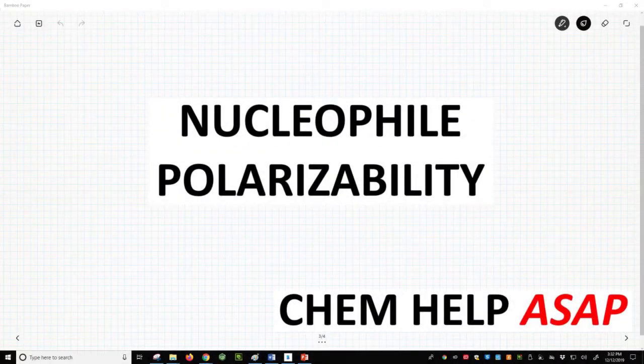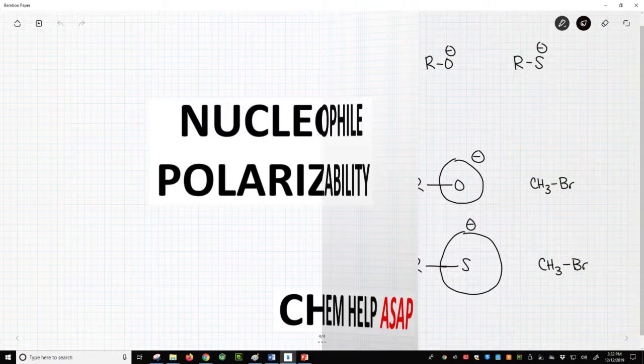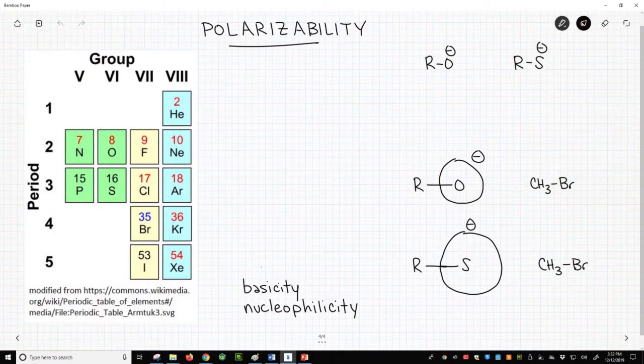Let's learn about polarizability and how it affects nucleophilicity in SN2 reactions. On the screen we have an abbreviated periodic table on the left. The atoms in this part of the table are the ones that we most commonly see as nucleophiles in SN2 reactions. Let's look at the halogens.